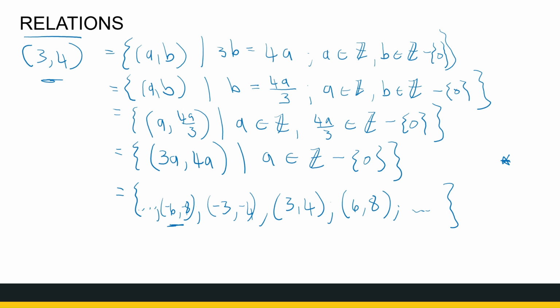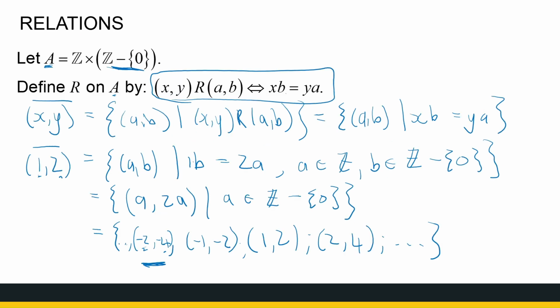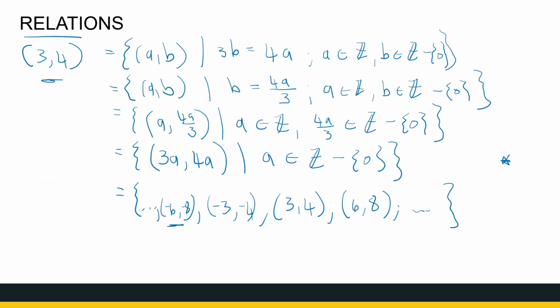So that's what my set looks like. So there we go. That's generating elements and writing an equivalence class for a specific element. So just take note, the two equivalence classes looked different because it depends on what element I am looking for.